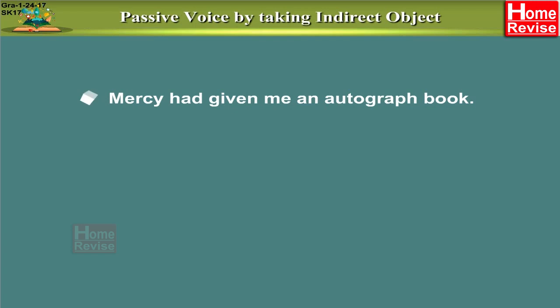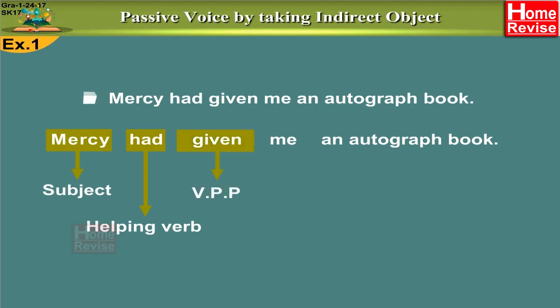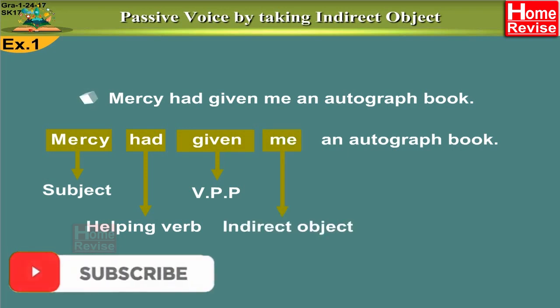Mercy had given me an autograph book. In the sentence, Mercy is the subject, had is the helping verb denoting past perfect tense, given is the past participle of the verb give, me here is an indirect object, and autograph book is the direct object.